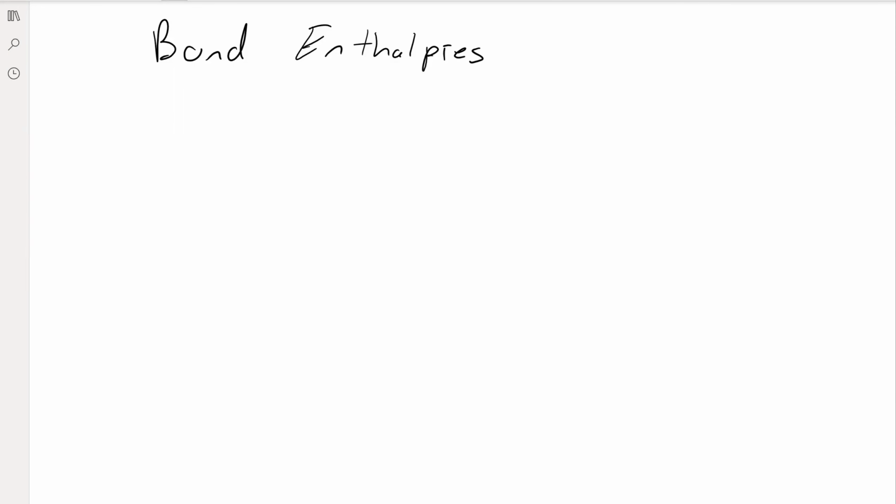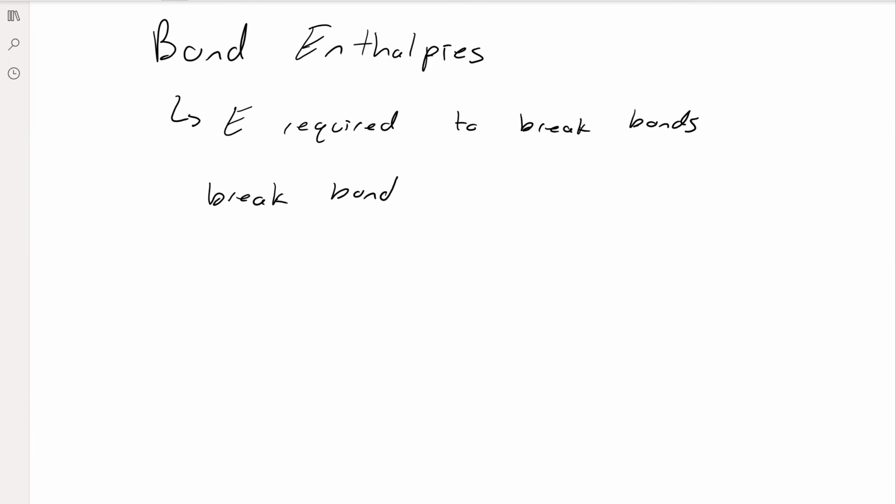All right, so final topic is bond enthalpies. Bond enthalpies are the energy required to break bonds. Note that anytime you break a bond, it takes energy to break a bond. So it's always an endothermic process.